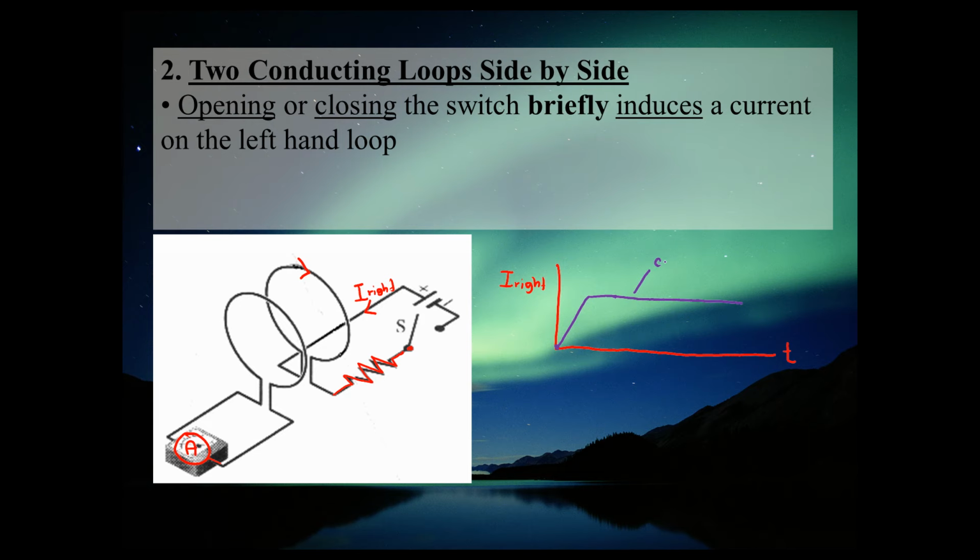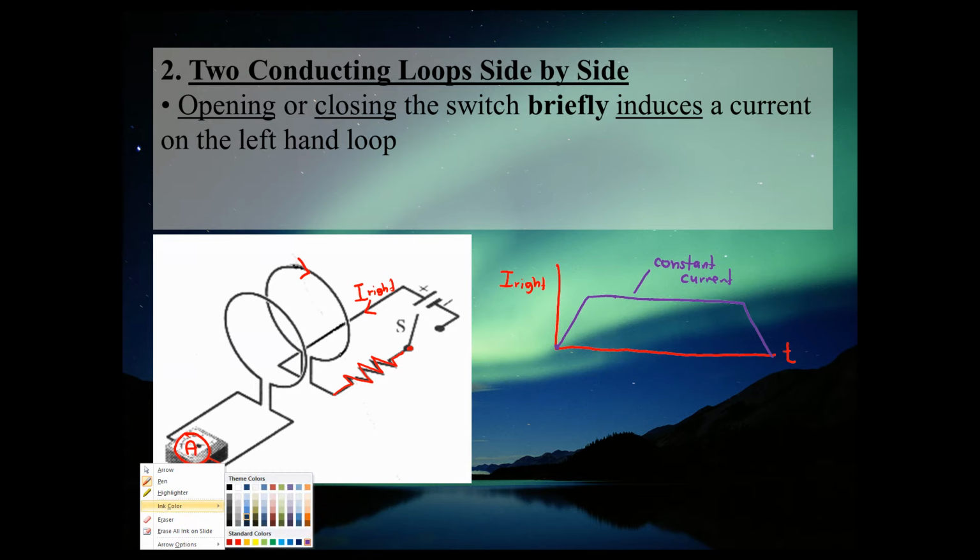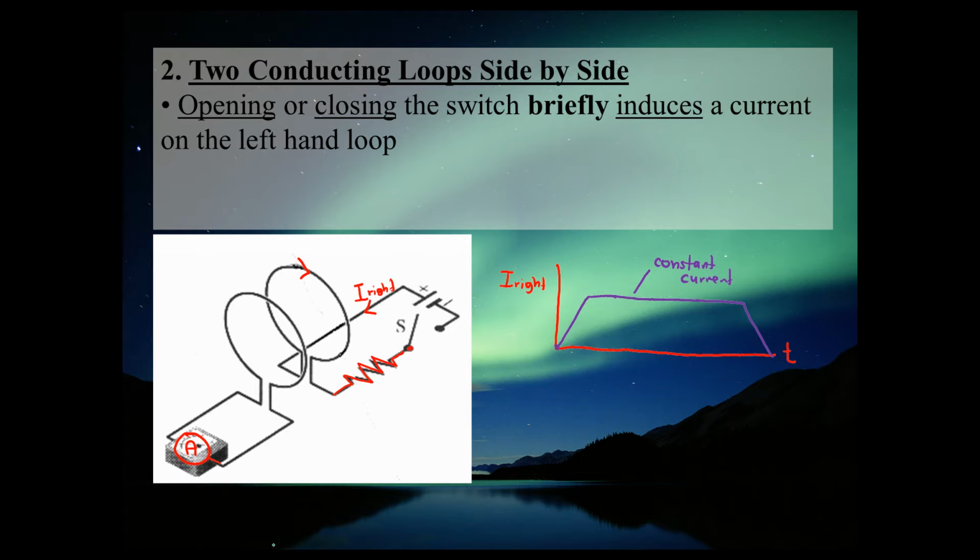Okay, so this horizontal line right here represents the constant current that the electrons would accelerate to after you close the switch. Now, when you open the switch, you break the circuit, those moving charges would then go back down to rest. Okay, now, we only observe current induced on the left-hand loop during the time when the switch is just open or just closed.